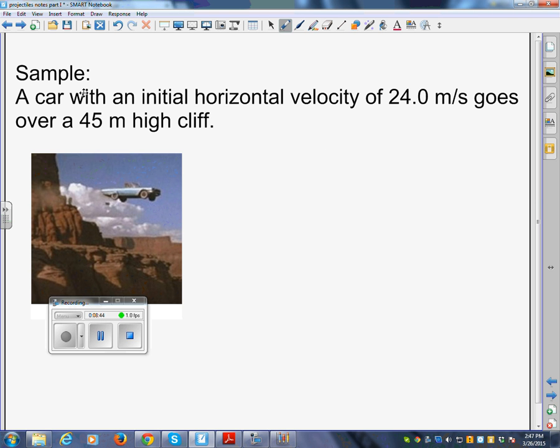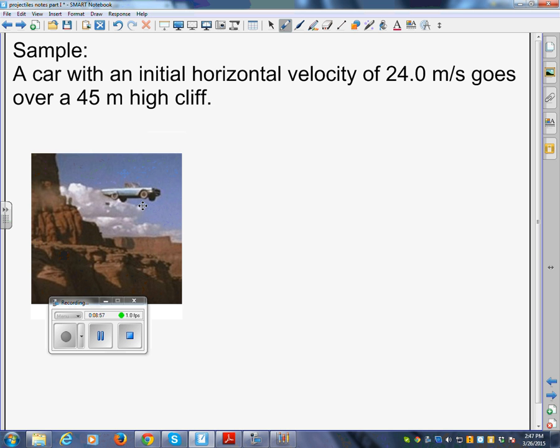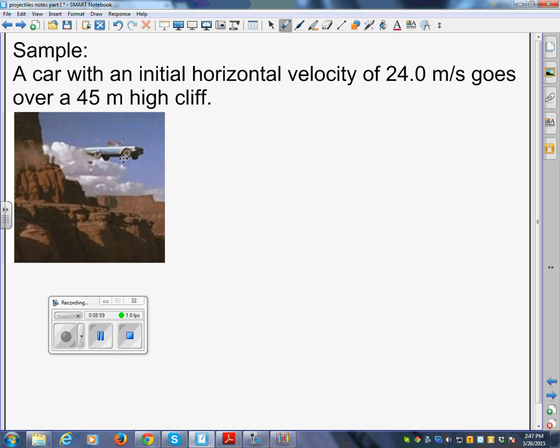I'm going to do a sample problem for you now. A car with an initial horizontal velocity of 24 meters per second goes over a 45-meter high cliff. This car has somehow managed to magically jump into the air. That's just a picture because it's cool. So what you've got is this: horizontal acceleration always equals 0, forever, all the time, unless I say otherwise.